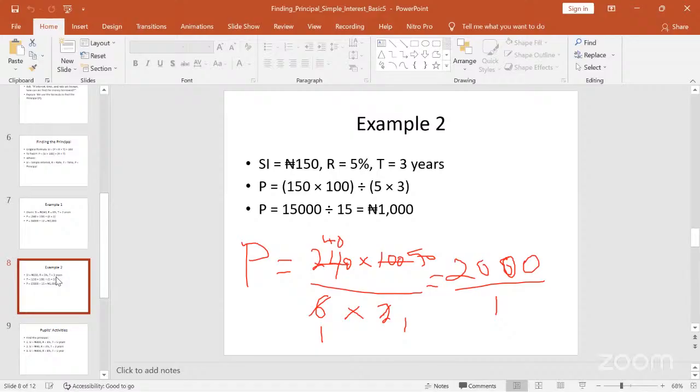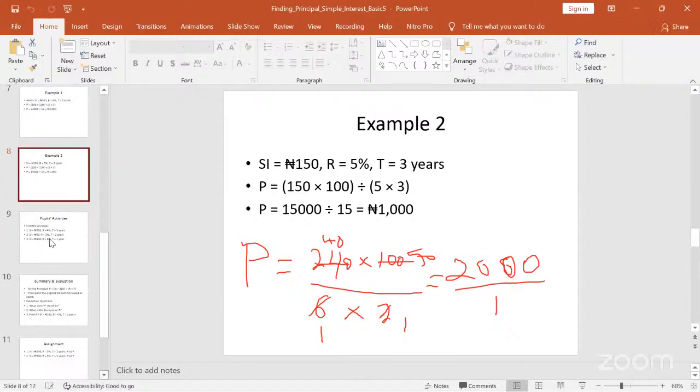Finding the principal is not that hard. As long as you know the formula, you can bypass any question given to you. You can answer any question given to you. Okay, beautiful.